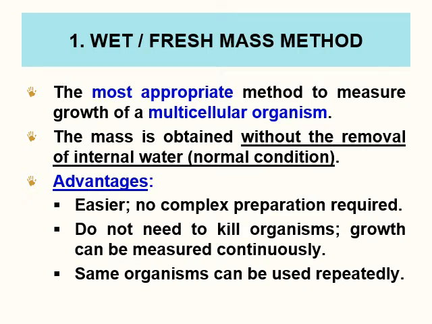The wet or fresh mass method is the most appropriate method to measure growth of a multicellular organism. The mass is obtained without the removal of internal water, meaning in the normal condition. Advantages of using this method. First, it is easier because no complex preparation is required. Second, we do not need to kill the organism and the growth can be measured continuously. And last, the same organism can be used repeatedly.